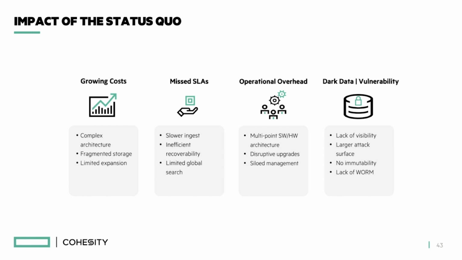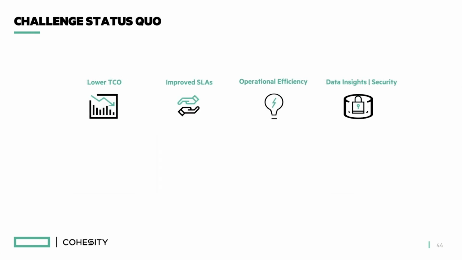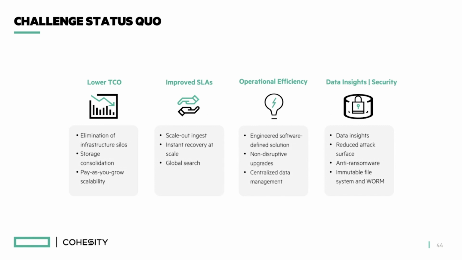So what does Cohesity do? Cohesity and HPE jointly challenge the status quo by giving you a lower TCO, eliminating all your infrastructure and data silos, the mass data fragmentation issue, and also giving you pay-as-you-go scalability and consolidating various use cases. You're keeping up your SLAs, you're instantly recovering, you're doing global search, all of these great benefits, which is a modern solution. You're increasing the operational efficiency without disruptive upgrades.